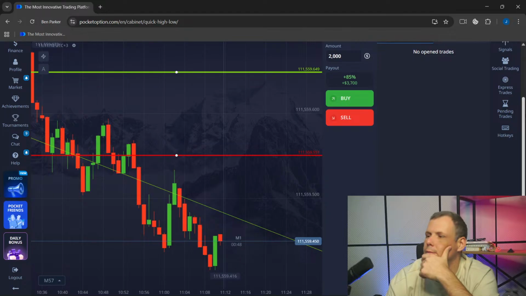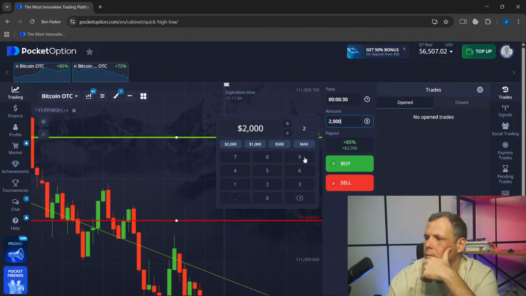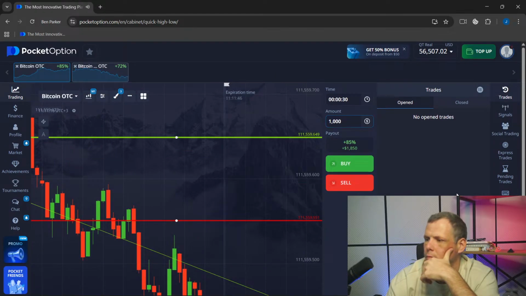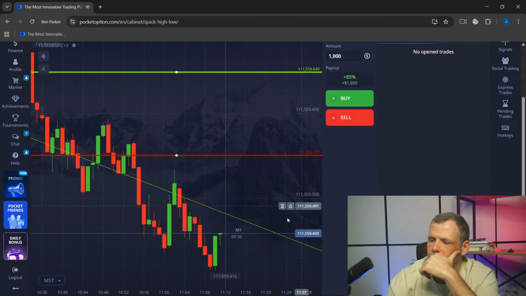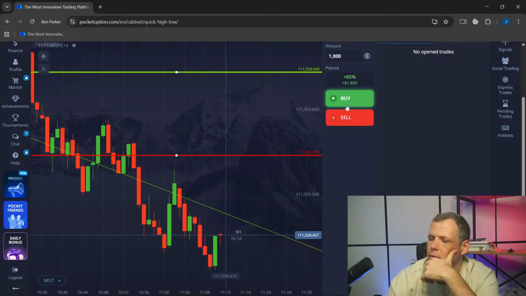Wait for this candle to form. Rejection of lower price.